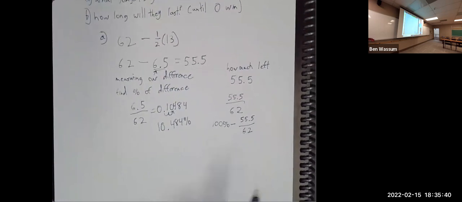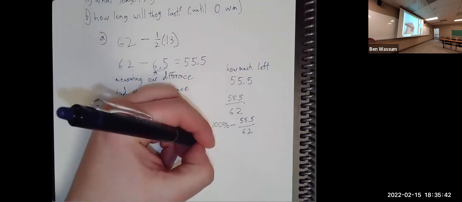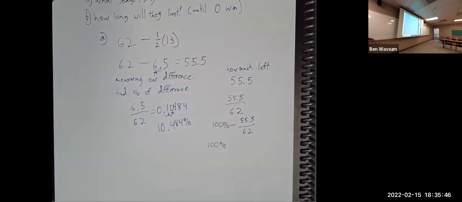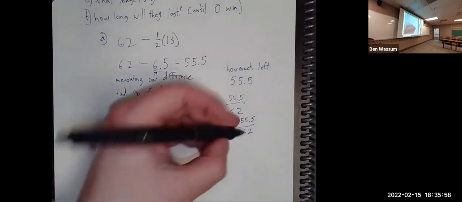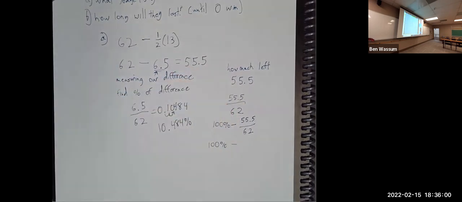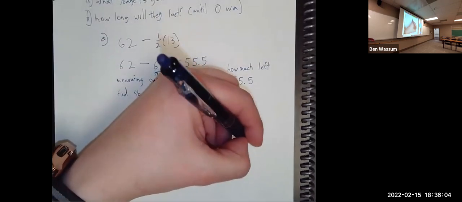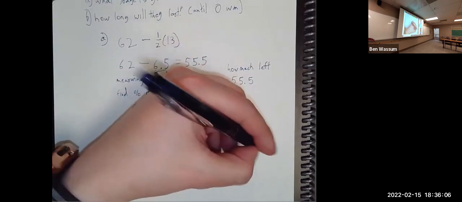Now, if I did it the other way, I'd have 100% minus 55.5 over 62. I mean, think about it. If this is going to be 10 and about a half, then this is going to end up being a little less than 90%, right? Which it does. It ends up being 0.89516.